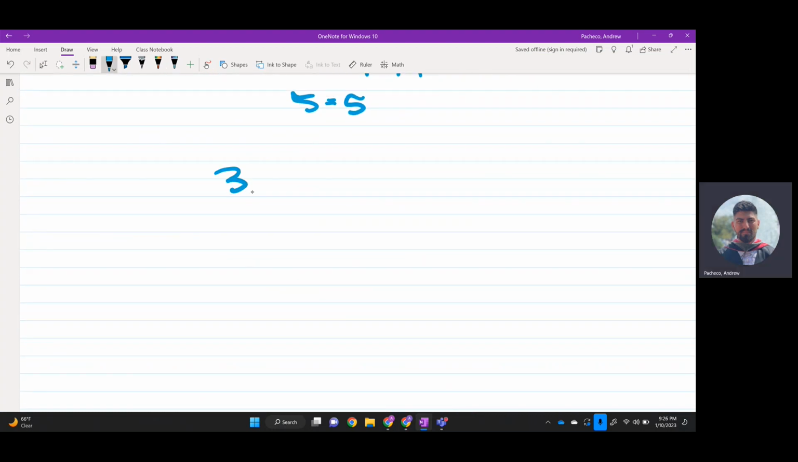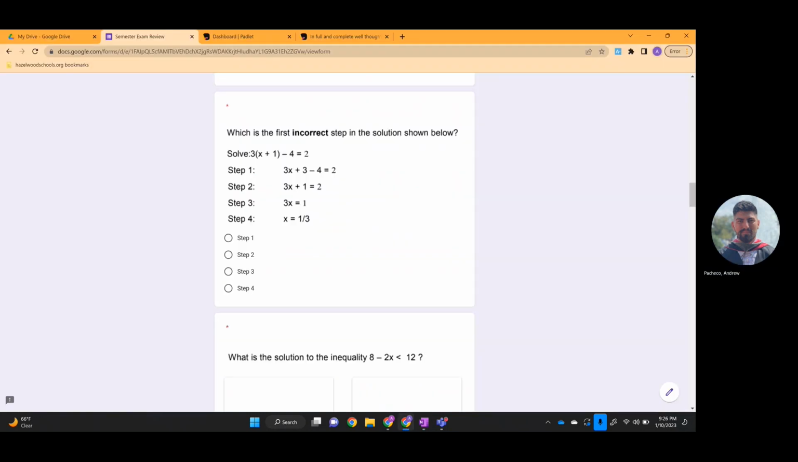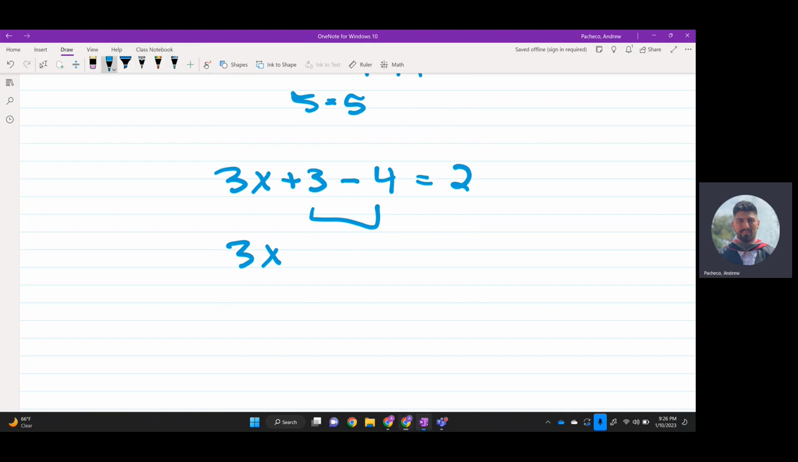so everything was correct: 3x plus 3 minus 4 equal to 2. The one step they messed up on was when they combined like terms here. Instead of a negative 1, they got a positive 1. In the original question, it says step 2, 3x plus 1. Instead of plus 1, when we combine 3 and negative 4, instead of getting a positive 1, we should actually get a negative 1. That is where the problem is.